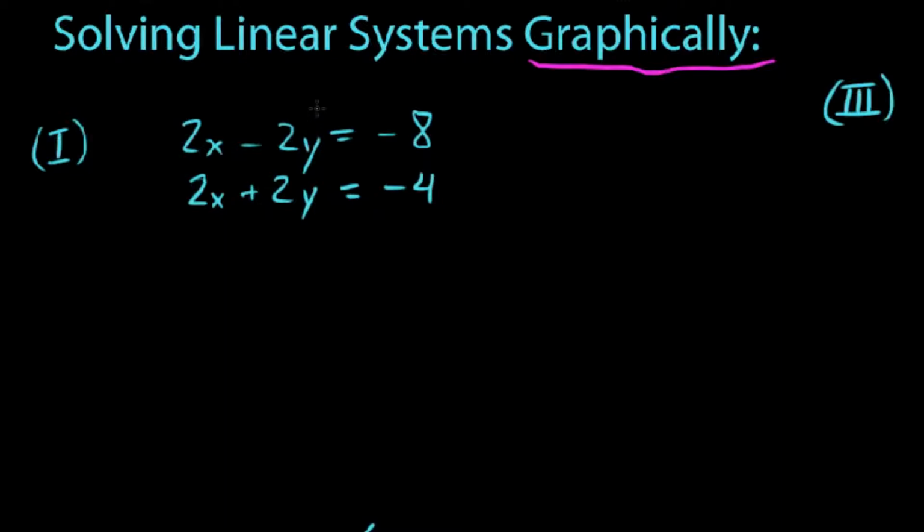In other words, we're looking for any points where our graphs would collide, because that would be a point that would make both equations true simultaneously. So let's go ahead and get on with this. Let's take a look at system number 1 up here.